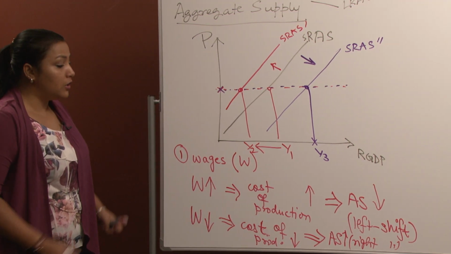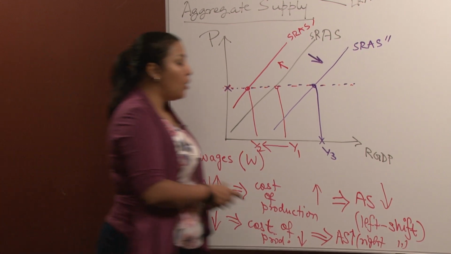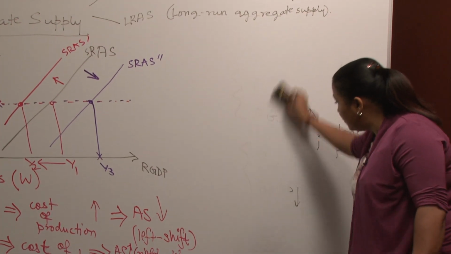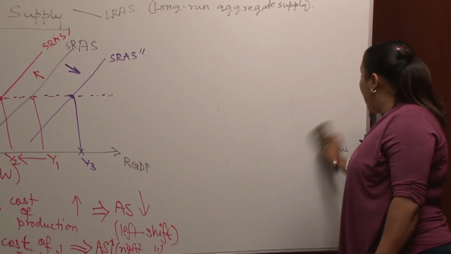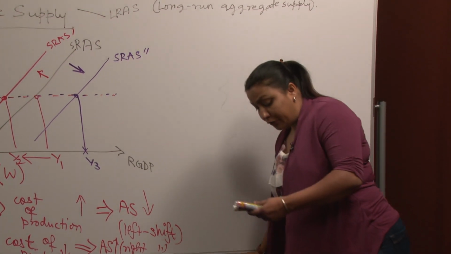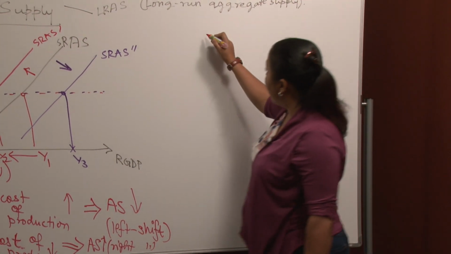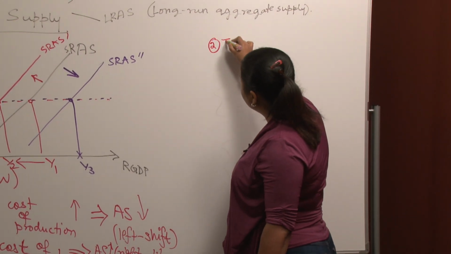The wages are just one factor that can cause the shift of the aggregate supply curve, and it is indeed one of the most important factors. Now the other factor that could cause a shift of the aggregate supply curve in the short run, the second factor, is technology.